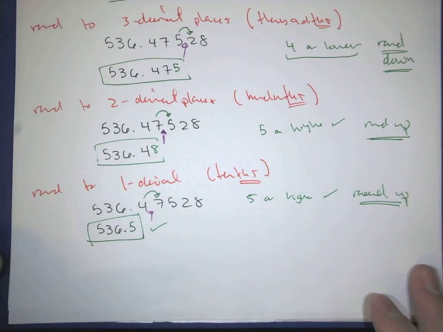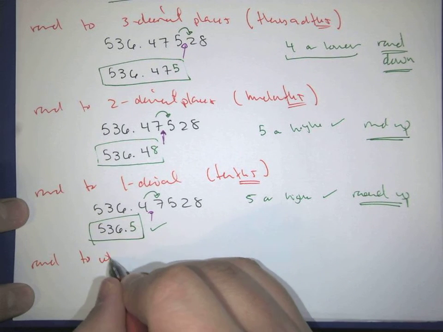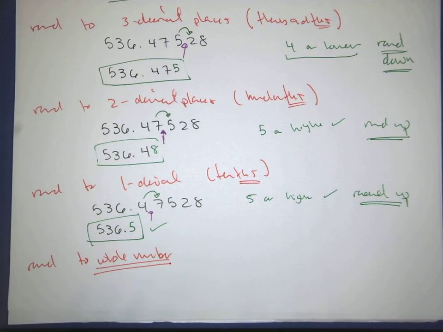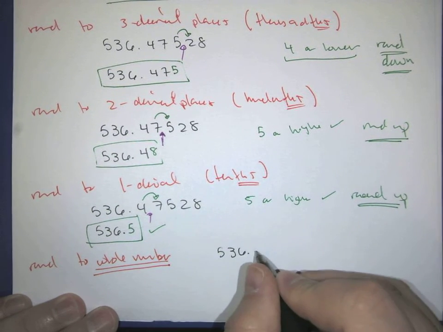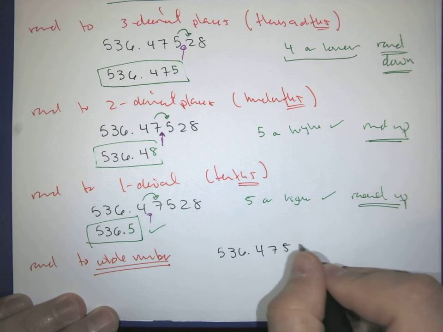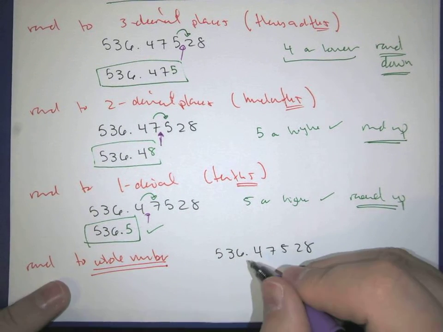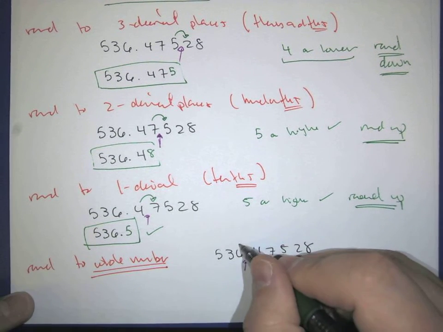Last but not least, what should we do? I guess we'll just round this to what we would call the nearest whole number. Round to the whole number. So what that means is you're rounding away any of the decimal places. So 536.47528. We're rounding right at the decimal. We're trying to round this so we just have a whole value. We're dropping the decimals off.